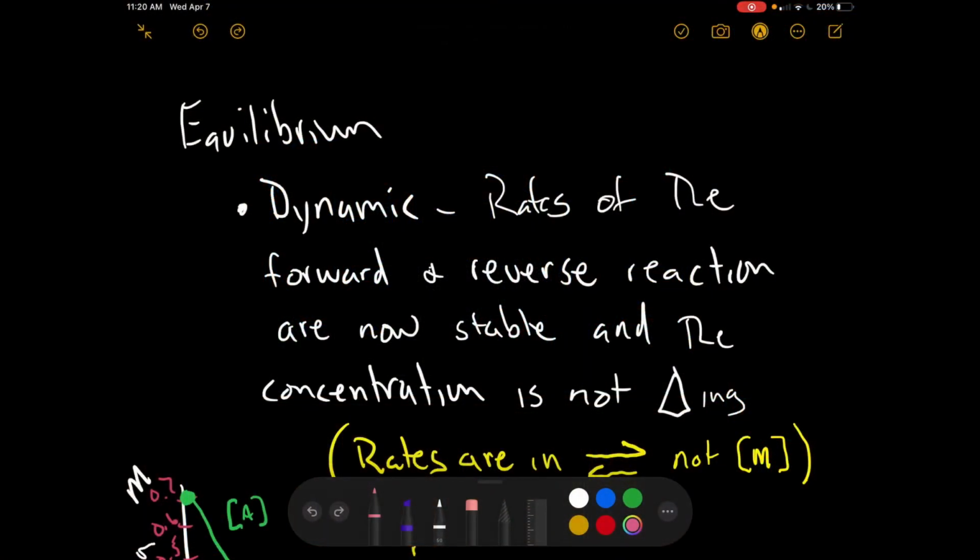All right, so over here, we're going to breeze through equilibrium at quantum speed. Okay, so equilibrium. When we're talking about equilibrium, we're talking about what's known as a dynamic equilibrium. There are two types of equilibrium. The first is a static equilibrium, which is what people normally think about.